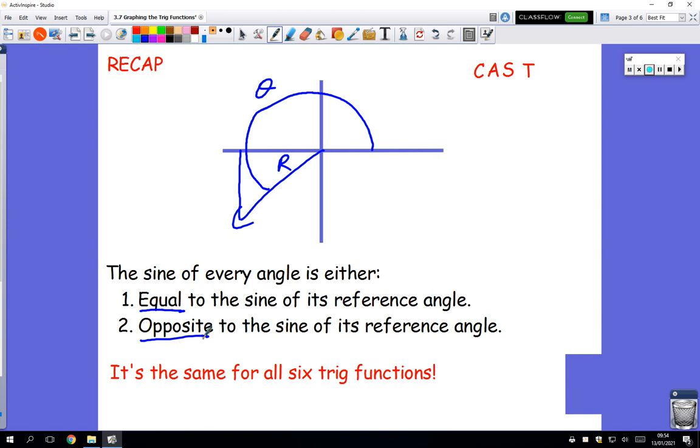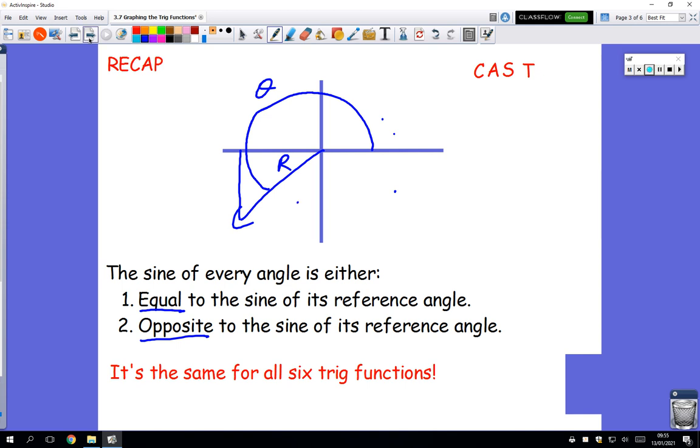The cosine of every angle would be either equal to the cosine of its reference angle or opposite to the cosine of its reference angle. The tan of every angle is either equal to the tan of its reference angle or opposite to the tan of its reference angle, all the same. And you can figure out whether it's equal to the sine of the reference angle based on the quadrant it is. Remember, sine is only positive in quadrants 1 and 2, cosine is only positive in quadrants 1 and 4, tan is only positive in quadrants 1 and 3. Okay?